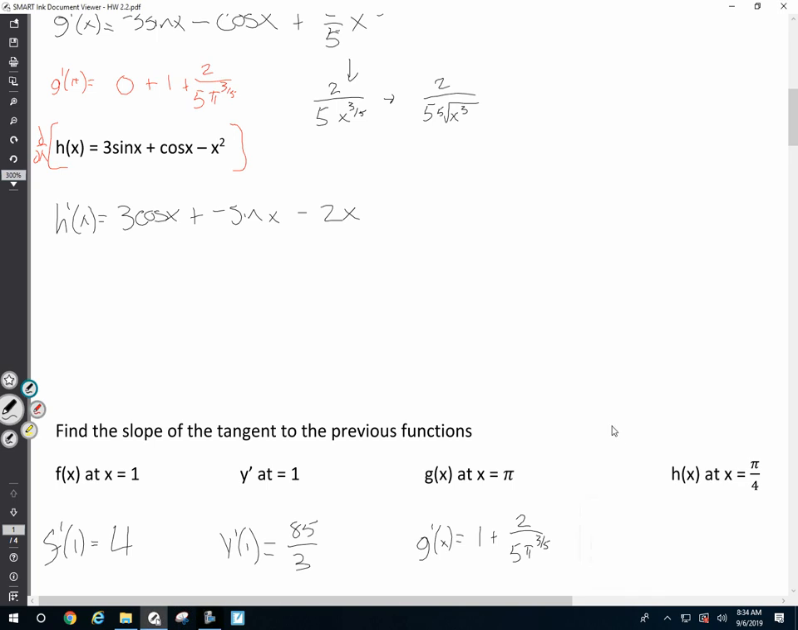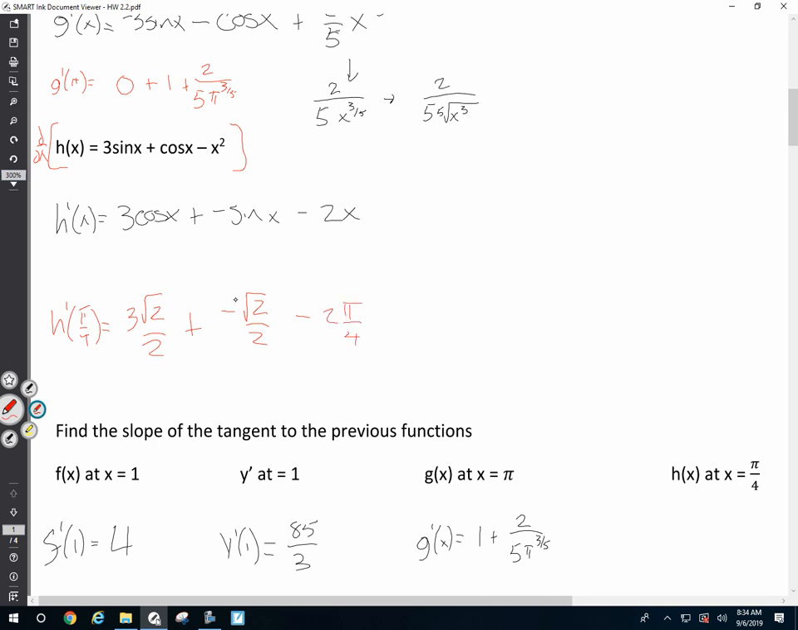All right, now h prime at pi over 4. I got 3 cosine pi over 4. Cosine of pi over 4 is root 2 over 2. Sine of pi over 4 is root 2 over 2, but it would be negative root 2 over 2. Then minus 2 pi over 4.